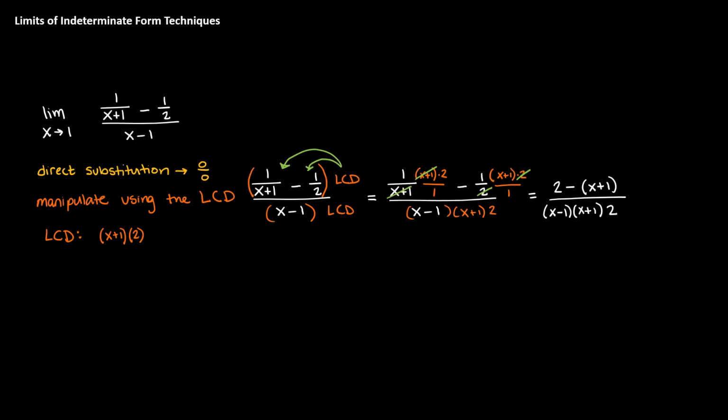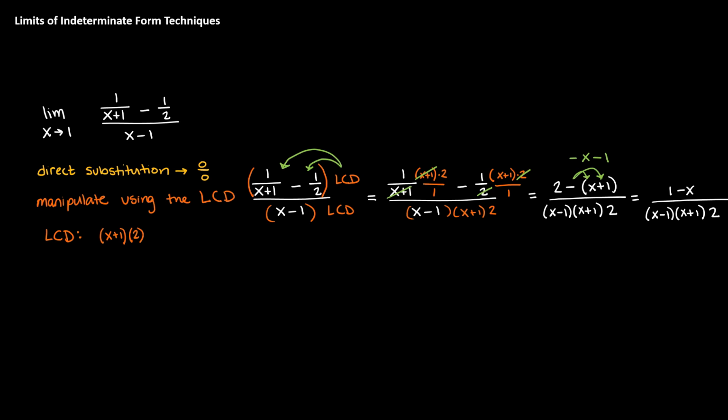And then in the denominator, I'm leaving everything factored because I'm hoping that I'm going to be able to reduce that indeterminate form factor that's hiding in our function. So don't multiply out the denominator. We can simplify our numerator by distributing that minus and combining like terms. We have 1 minus x divided by x minus 1 times x plus 1 times 2.